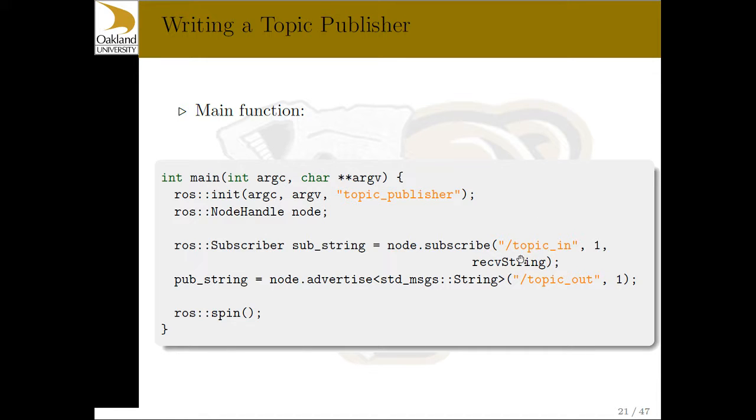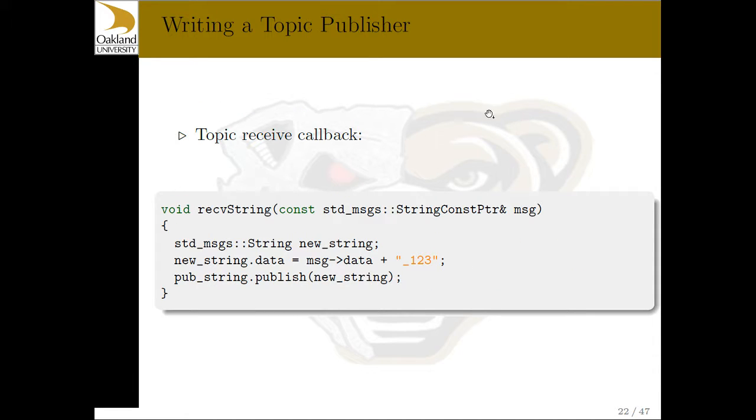Okay, so now this receive string function has to be implemented. This is what's going to run every time we get a message on the topic. This is what's called a topic receive callback. It's just like any other C++ function: you have the return type and the name. But now the argument follows a very consistent pattern. Even if this looks cryptic right now, there's actually a very simple pattern to it. You're always going to have a const, you're always going to have const pointer ampersand, and what's going to change is the stuff in between.